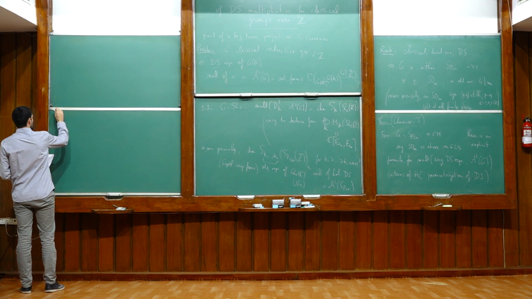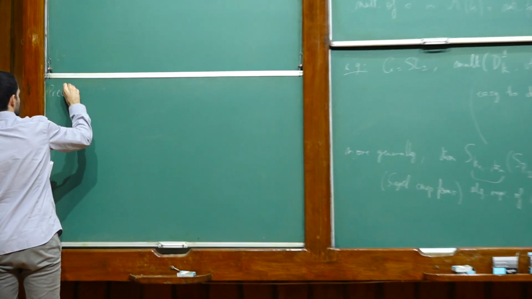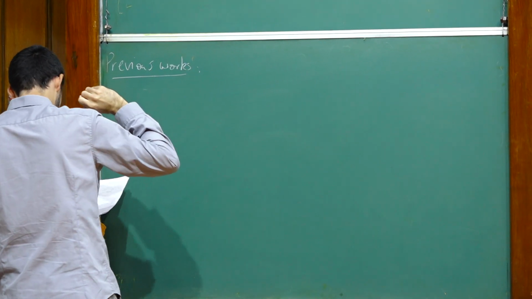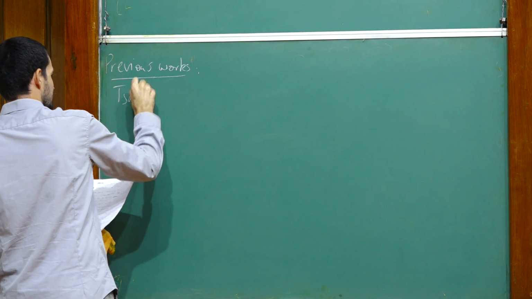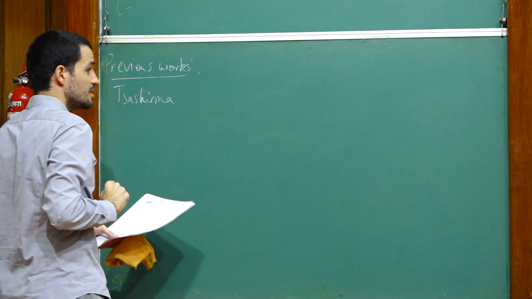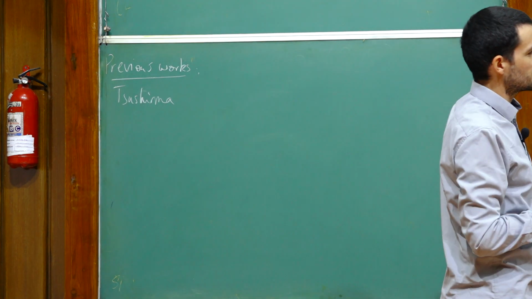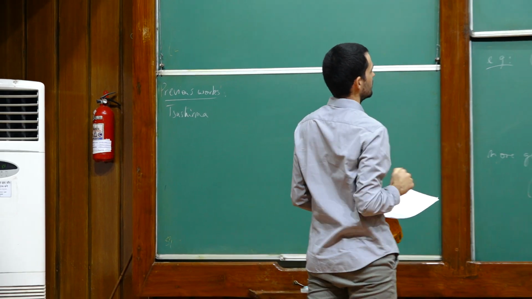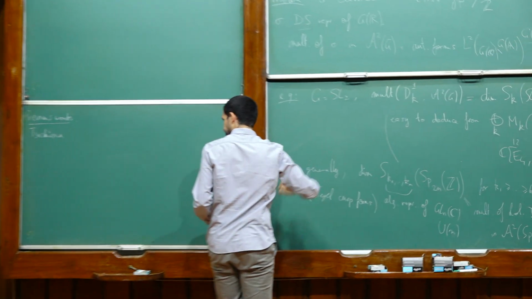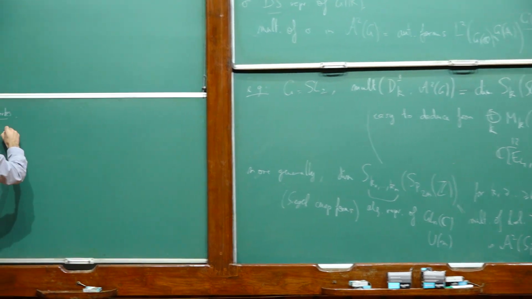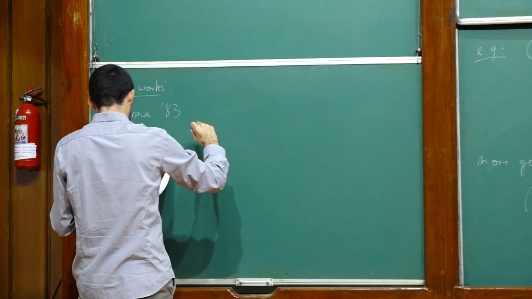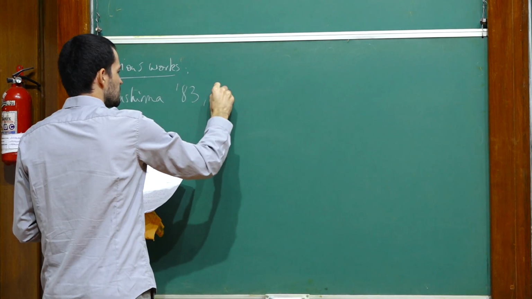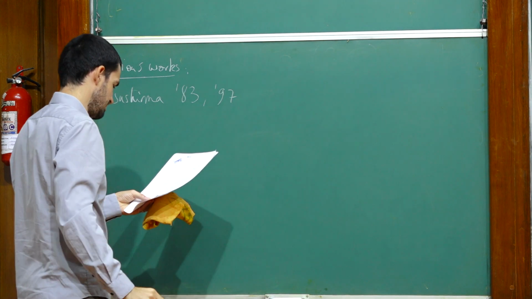Okay, so this follows some previous works. So for history, of course the case of SO3, that's really modular forms, and so the next case was considered by Tsushima. So he announced the formula in '83, but the proof was only published in '97.